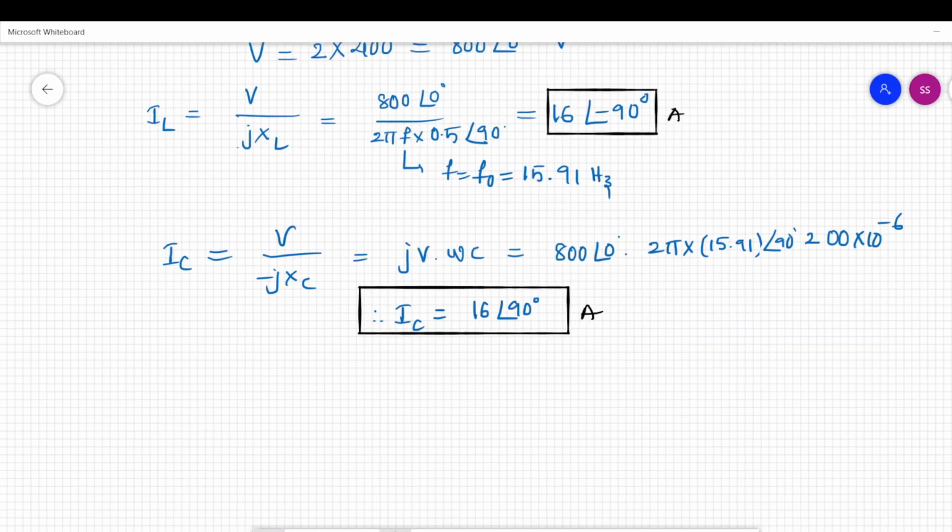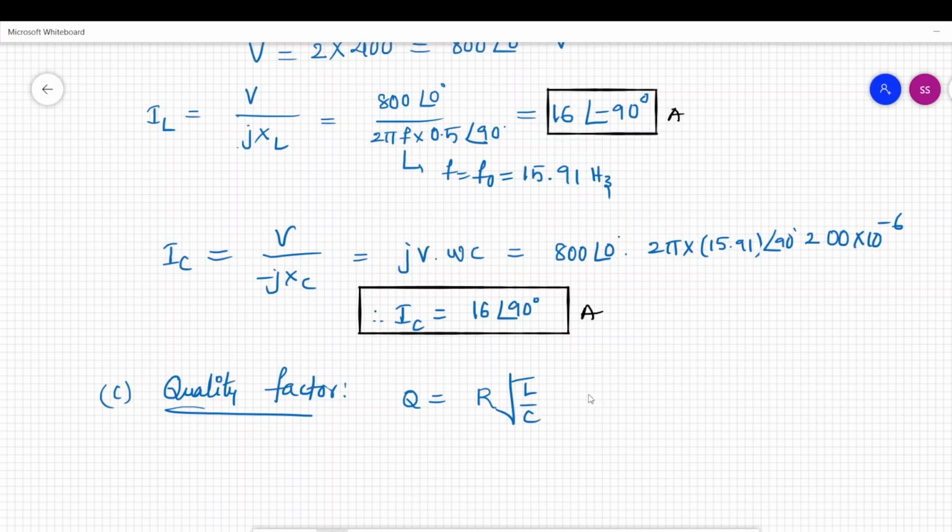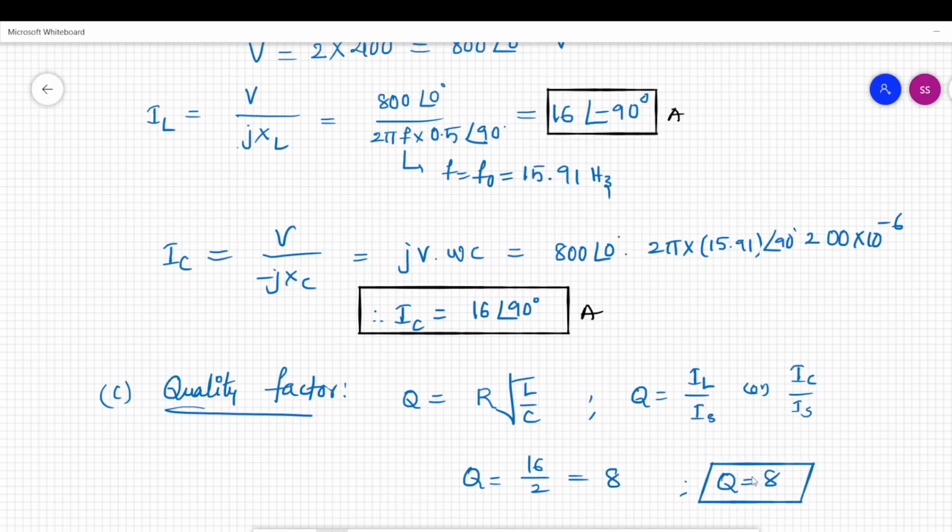Now let us find the final parameter, that is the quality factor of the circuit, Q. For a parallel RLC, you can find it by R root C by L, because you have R, L, C values. You can also find Q equal to IL by the supply current, or IC by the supply current. So you will get the same value here. So I'm finding it using IL by IR, because the currents are the same, that is 8. So the quality factor of the circuit is 8. It has no units because it is a ratio between the same quantities.